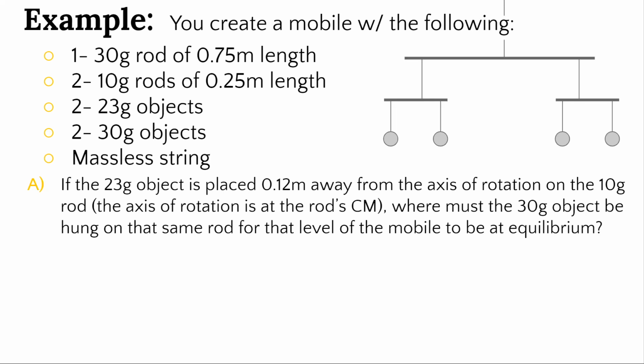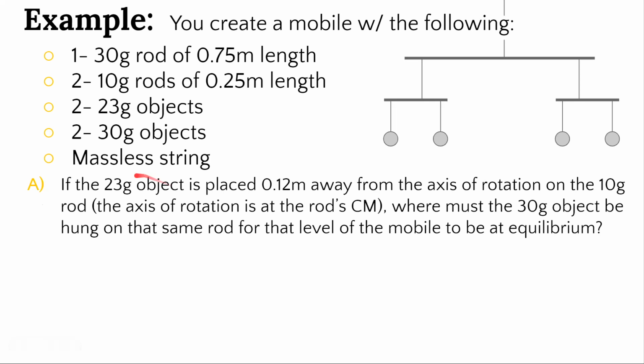Okay, this is the one that I would strongly encourage you to write down, because if you have not yet looked at the playlist, the checkpoint for playlist 2, you have a mobile design in there, like this one. Except you're designing your own. But this says you create a mobile with the following: 1 30-gram rod that is 0.75 meters long, 2 10-gram rods that are 0.25 meters long, 2 23-gram objects, and 2 30-gram objects. And we're going to assume that the strings connecting everything have no mass, just to make it simple.